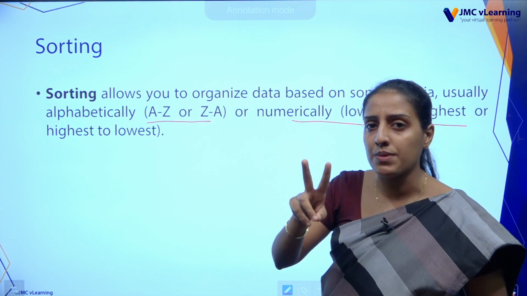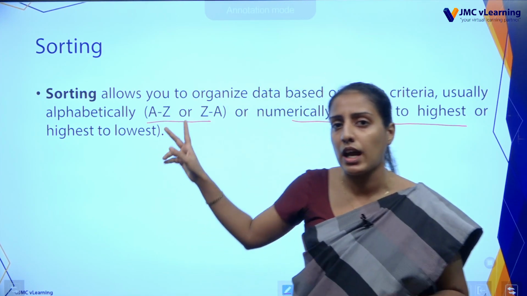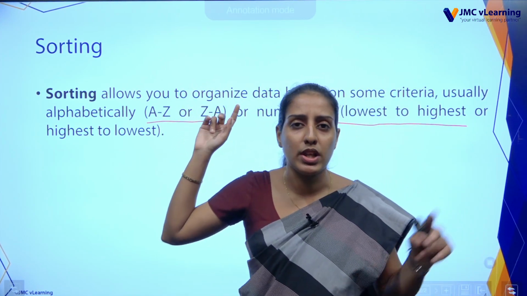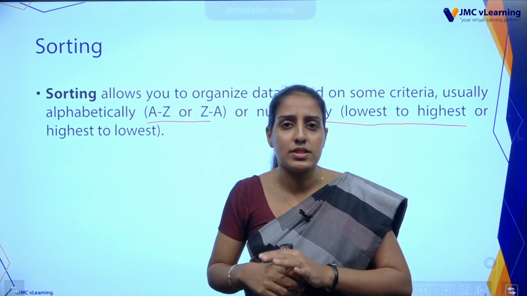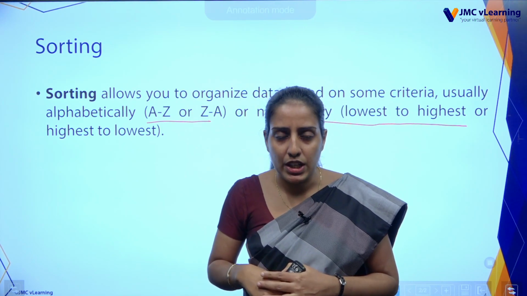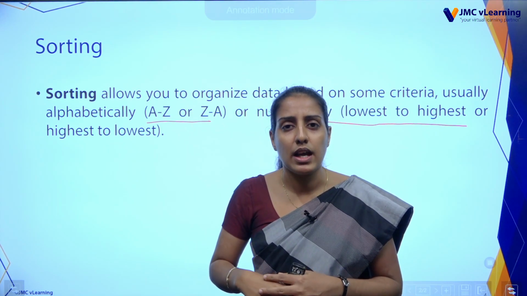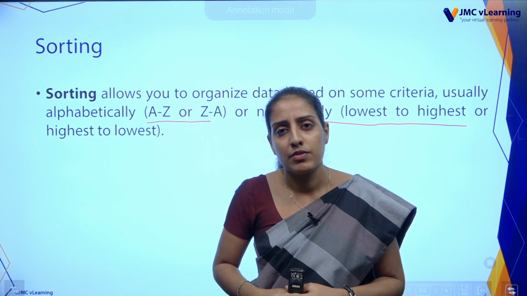Remember, there are 2 types of sorting in MS Excel. It can be either the alphabetic way or the numerical way. So, let us discuss the activity in the workbook.